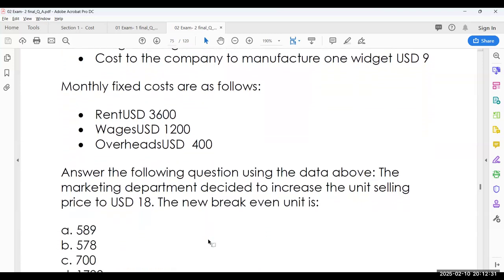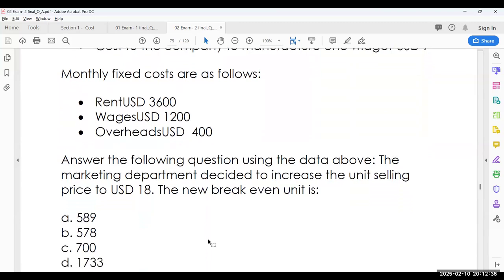Answer the following question. The marketing department decided to increase the unit selling price to 18. What is the new break-even unit? Can you calculate?